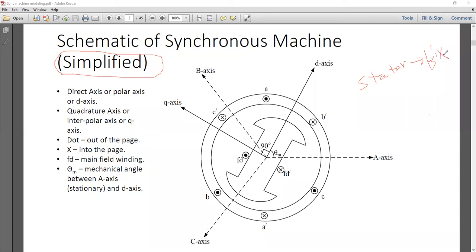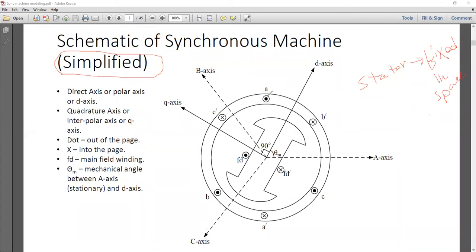Fixed in space or fixed in position, right? Fixed in space. They are not moving at all. So they are fixed in space until and unless you are moving the whole body of the machine itself. Until and unless you do that, it remains fixed in space. Done.